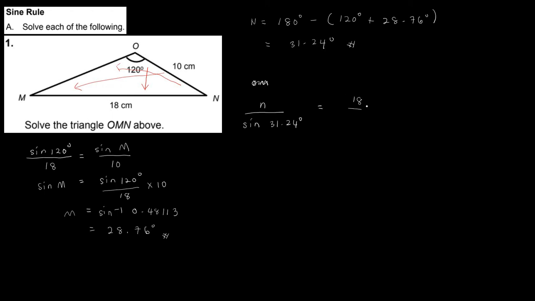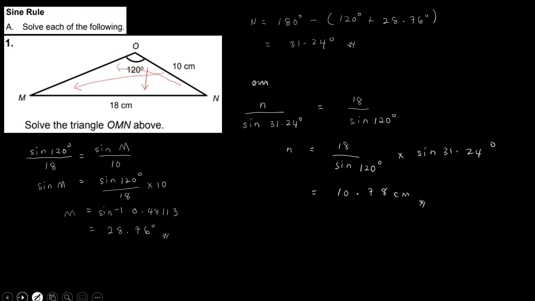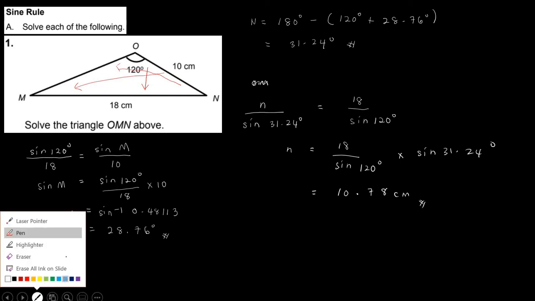So 18 over sine 120. So to find n, 18 over sine 120 degree multiplied by sine 31.24 degree. Okay, again, make sure your calculator is in mode degree. Okay, calculate this, and if you calculate correctly, you will get the length of n equal to 10.78 cm. Okay, now let's complete our triangle.